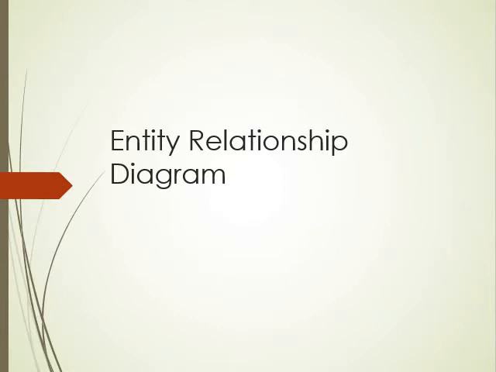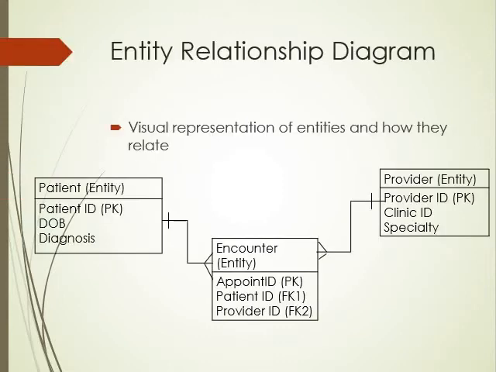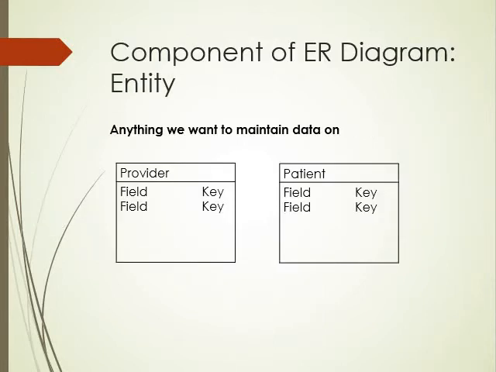Now that we understand our requirements for the relational database, let's start constructing our entity relationship diagram. What is an entity relationship diagram? It's a visual representation of entities and how they relate to one another. You may also hear it described as a database model. One component of the entity relationship diagram is an entity. An entity is anything that we want to maintain data on. Examples include providers, patients, or hospitals.